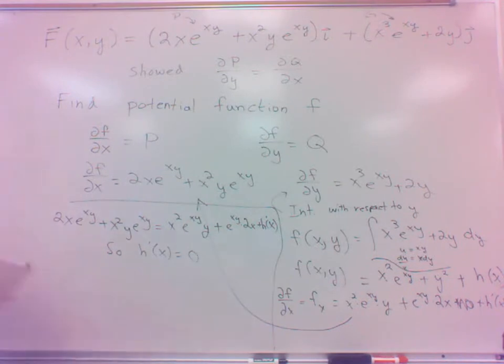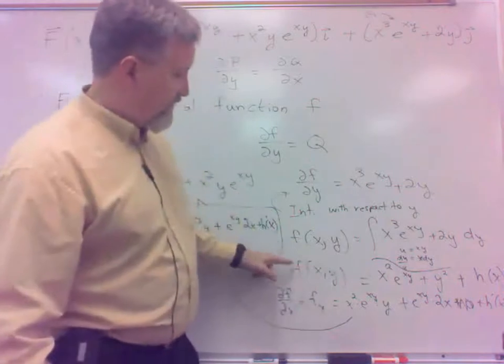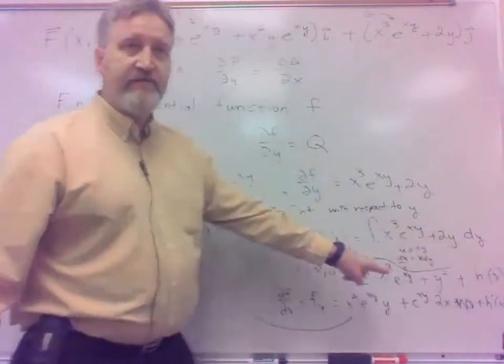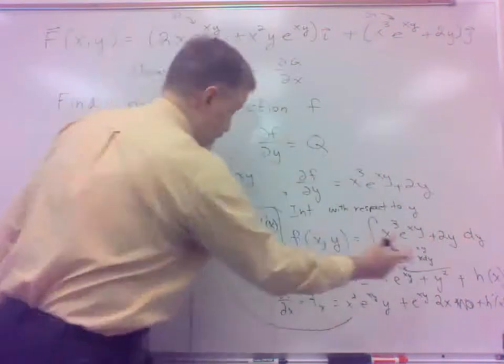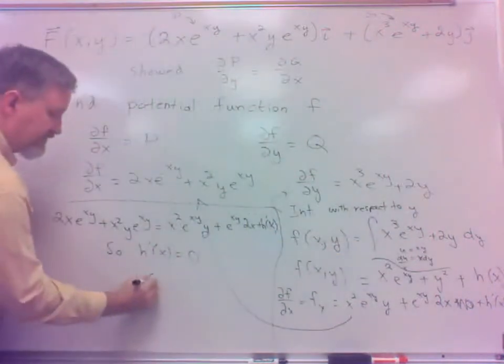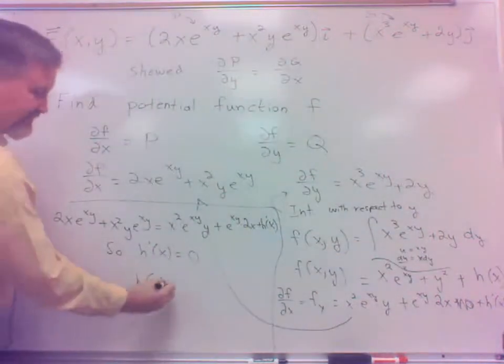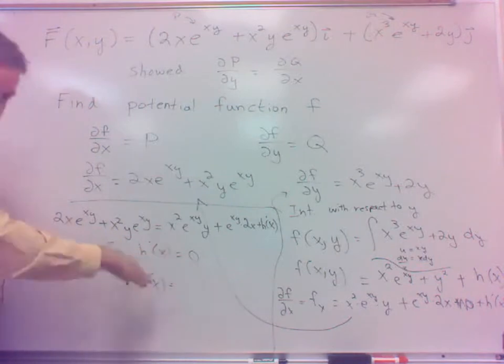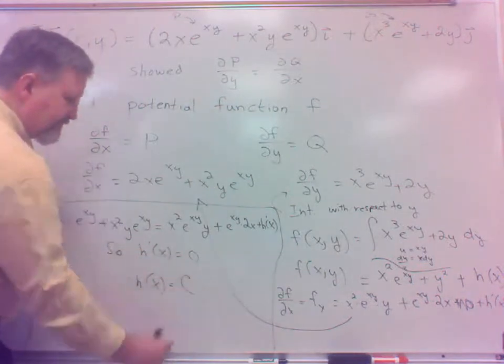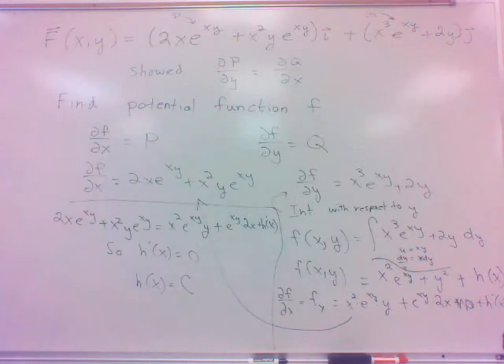Because we need to know, basically, we've got f of xy equals this. So we need h of x. So how do I get h of x out of this? Well, if h prime of x equals 0, h of x has to be a constant. That's right. So just leave it at c.